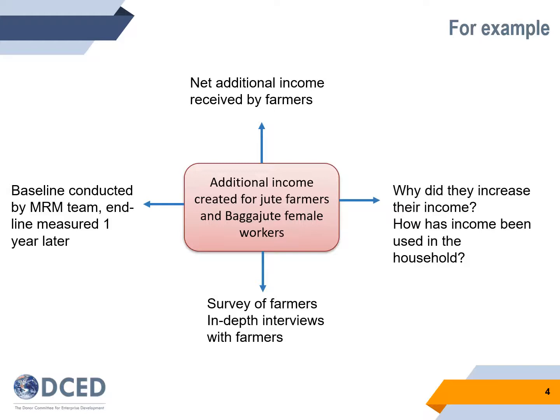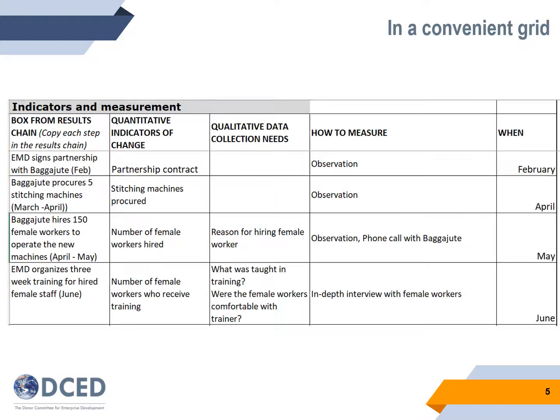So here's an example of how for every box in the results chain, the measurement plan should unpack that box, showing not just what the change is, but how it's going to be measured. This is quite a lot of information, so it's normally put in a table format like this, where the box from the results chain goes on the left-hand side, and then for each box you say, what are the indicators, what qualitative data, and how do you measure it?